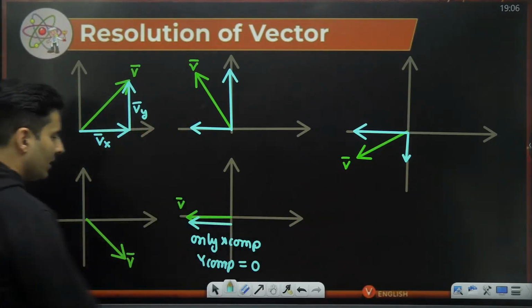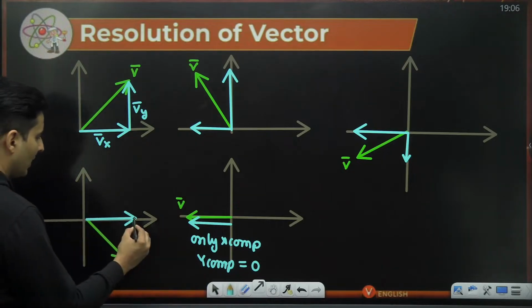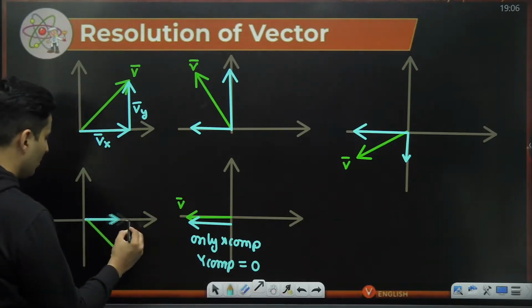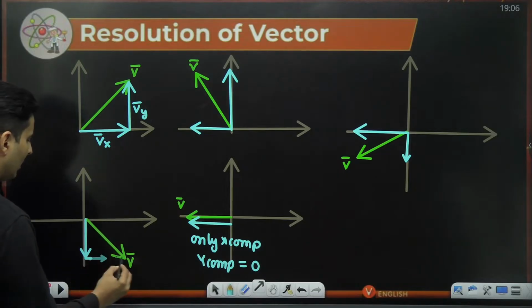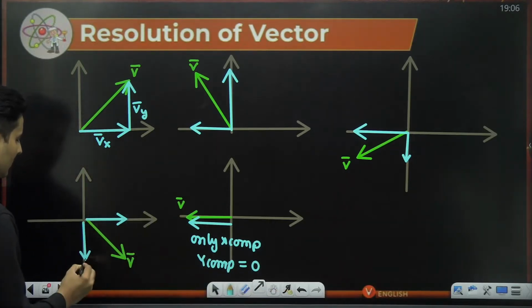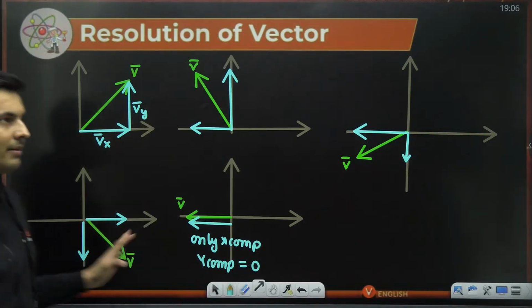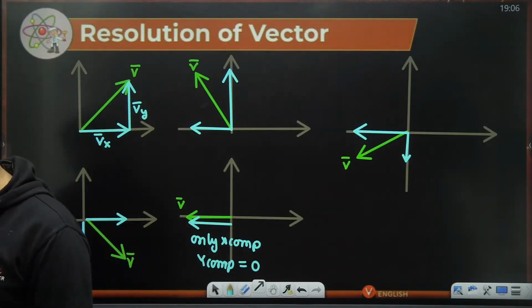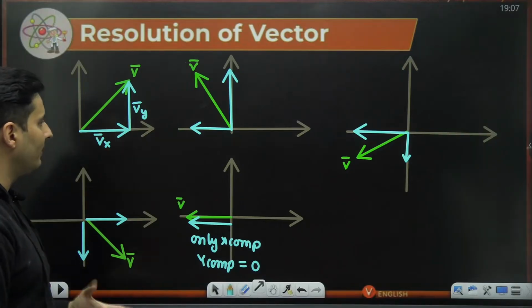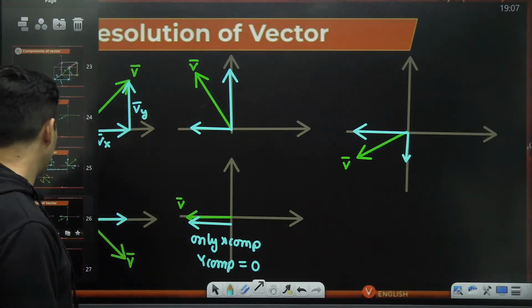Okay. Now, what about this? You can go like this and you can come down here, or you can go like this and you can come down here, or you can just make it go like this and somewhat like this. This is also perfectly fine. Nothing wrong in this. Is that right, everyone? So these are the different ways in which you can resolve a vector and find the components.